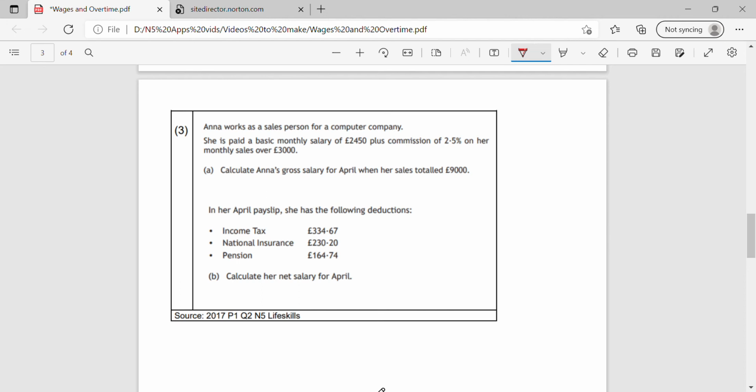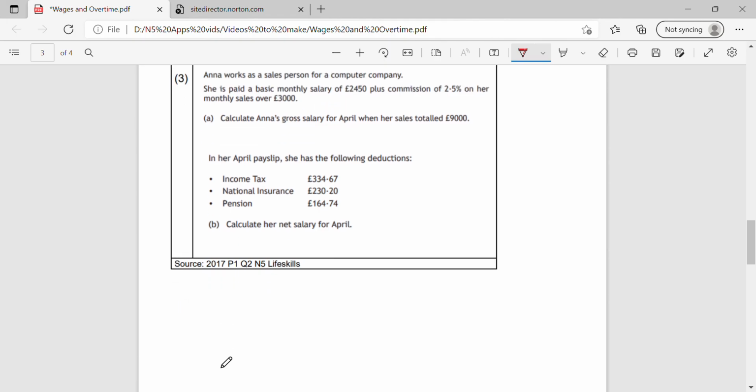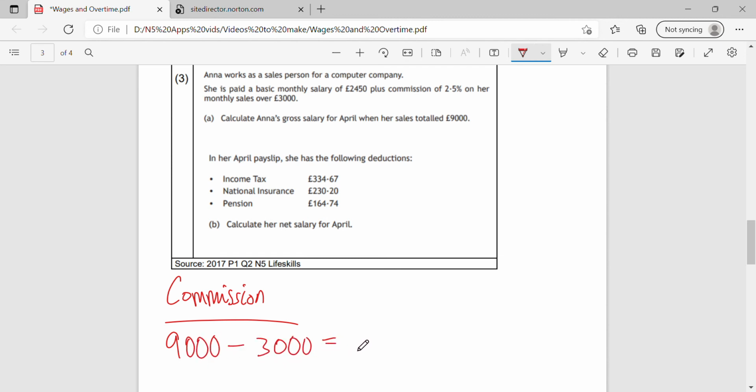So for commission questions, you need to be careful with the wording. It's not saying that she's getting 2.5% of all of her sales. She's getting 2.5% on anything above £3,000. So what is she actually earning commission on? So let's work out what she's earning commission on first. So she's earning commission on what? On any money above 3,000. And if she actually had 9,000 worth of sales, that means she's earning commission on £6,000.